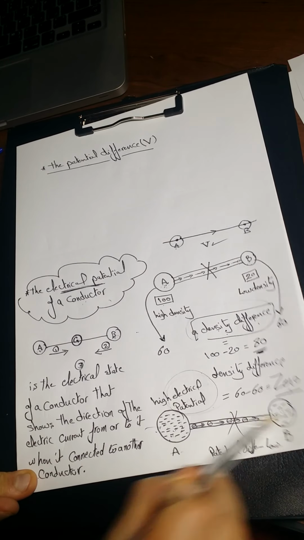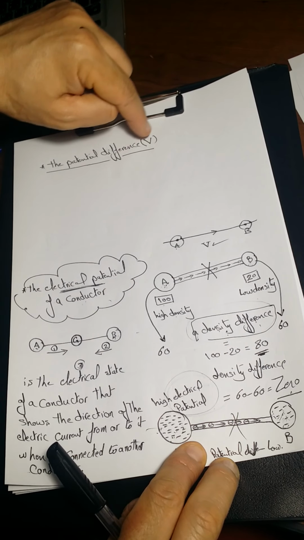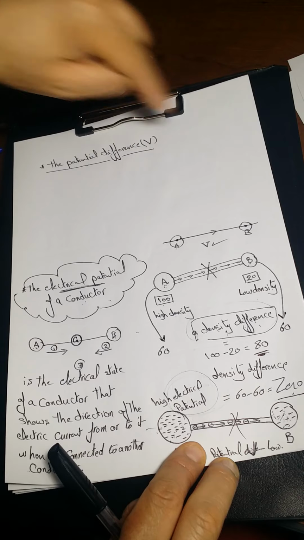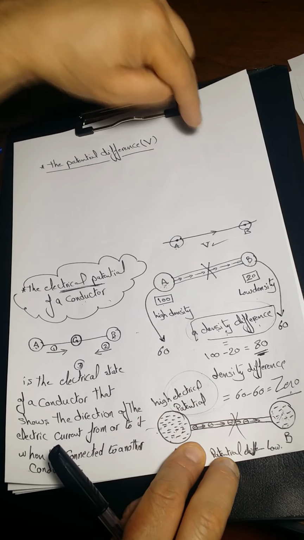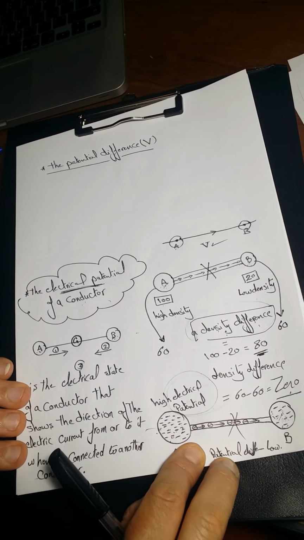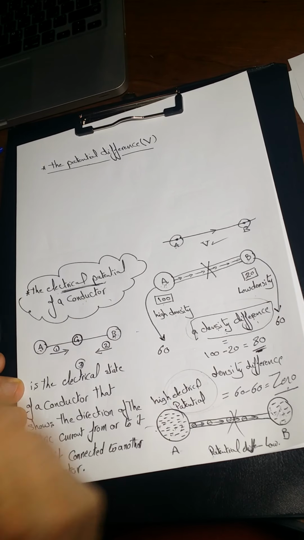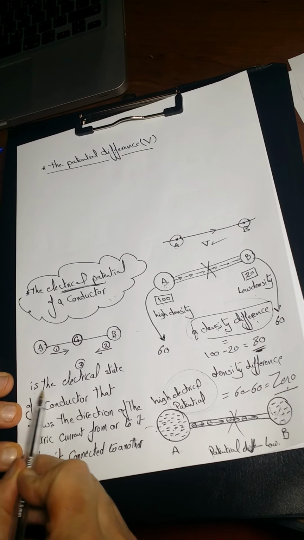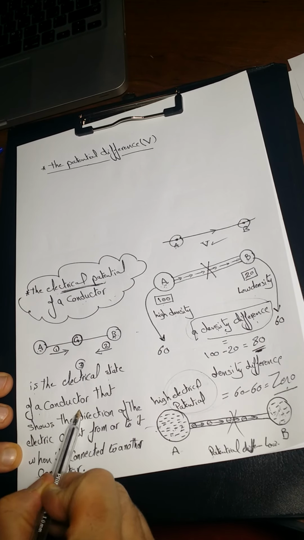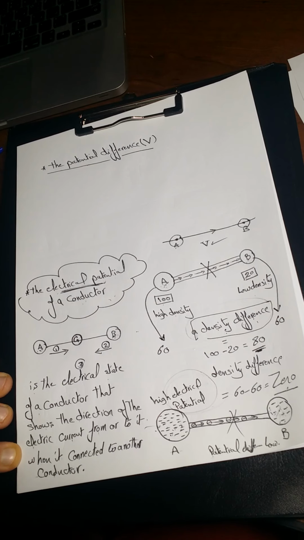But if we are studying the 2 conductors at the same time, so we are studying the potential difference between 2 conductors, or the potential difference between 2 points, or the potential difference between 2 terminals of a wire. Terminals of what? A wire. So, what is meant by the electrical potential of a conductor? The electrical potential of a conductor is the electrical state of a conductor that shows the direction of the electric current from or to it when it connected to another conductor.